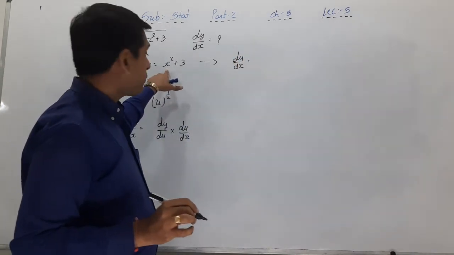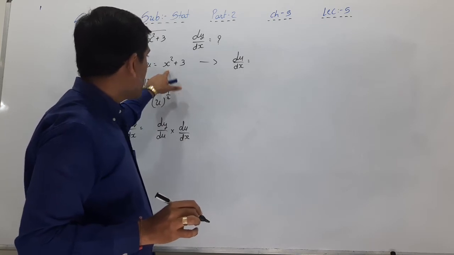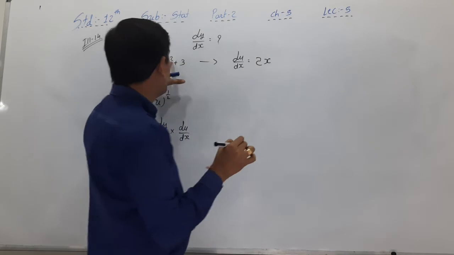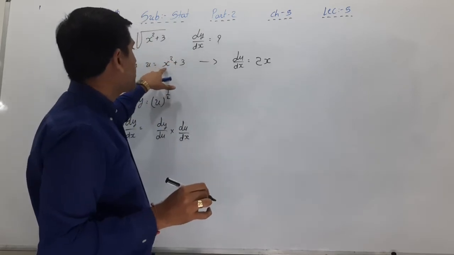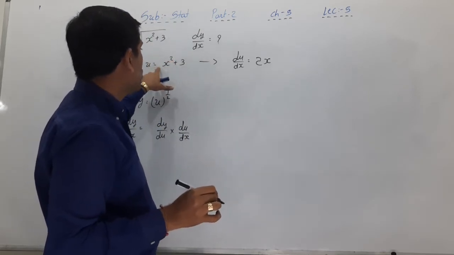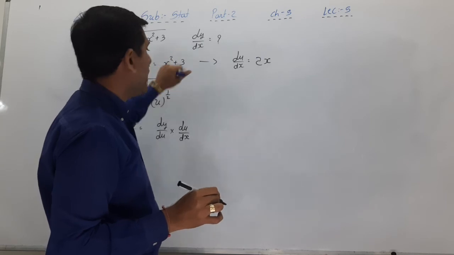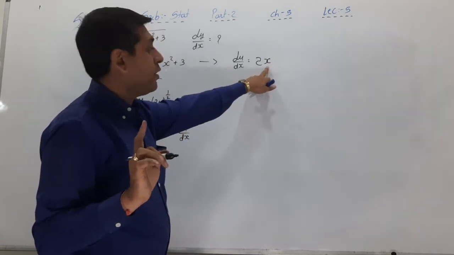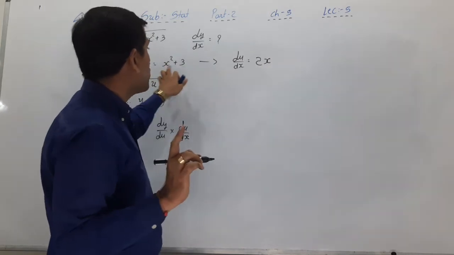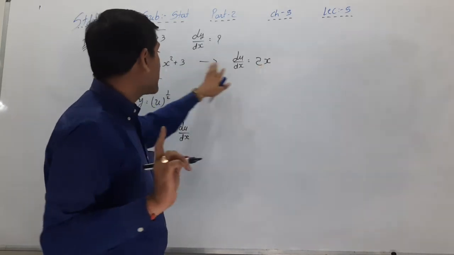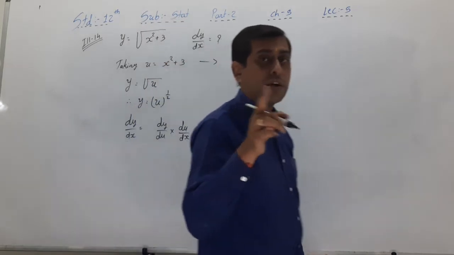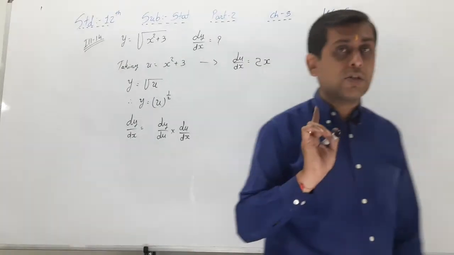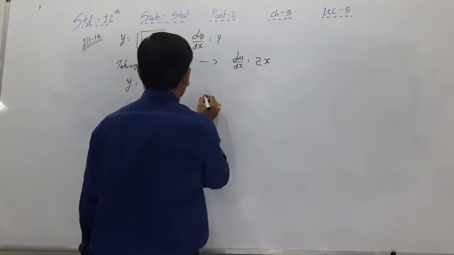See here, 2x is the answer. The formula is n into x raised to n minus 1. So 2 into x raised to 2 minus 1, that is 1, and we don't have to write the power 1. That's why the differentiation of x square is 2x, and the differentiation of a constant is 0. So here 2x plus 0.